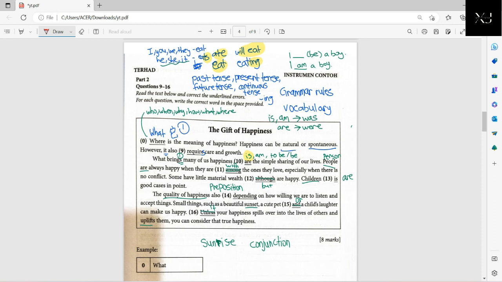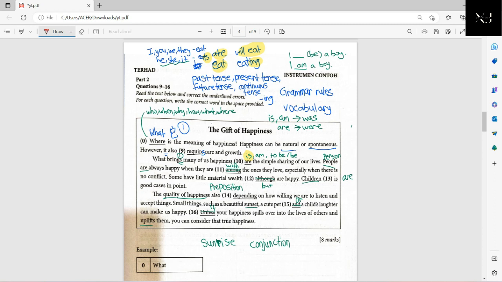Basically they're family members. The answer here obviously is what is the meaning of happiness. So what are the family members, or the words that are in the same grammar category as the words what and where? They are who, when, why, how, what, and where. So these 6 words are under the same family tree as the words where and what.